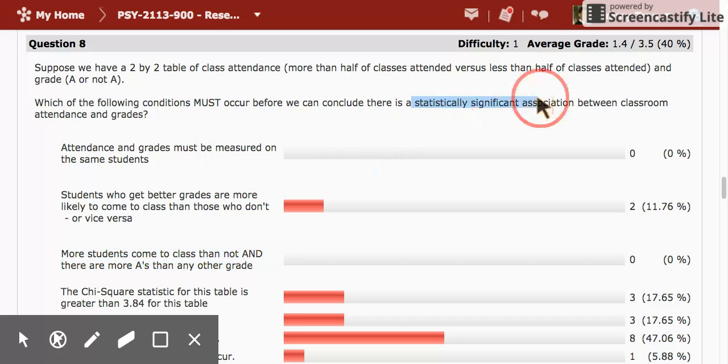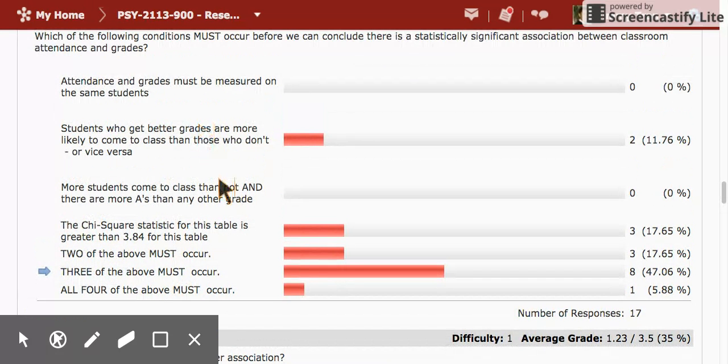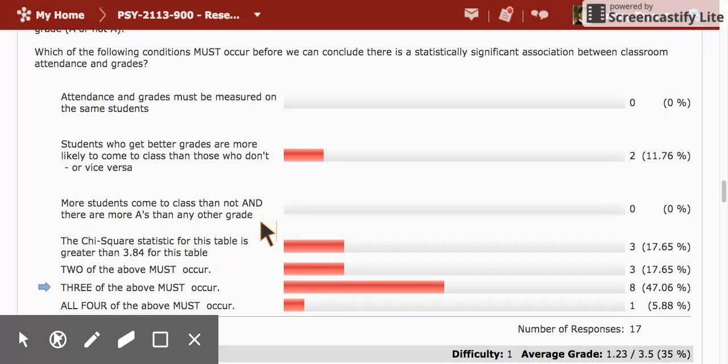A statistically significant association between classroom attendance and grades. Not necessarily true. More students come to class than not, and so this one is the one that's not true. You don't need a higher count in any one cell. So you need this value to be true, because then that means that there are two extremes where you can find a difference. So a lot of you kind of guessed at that.